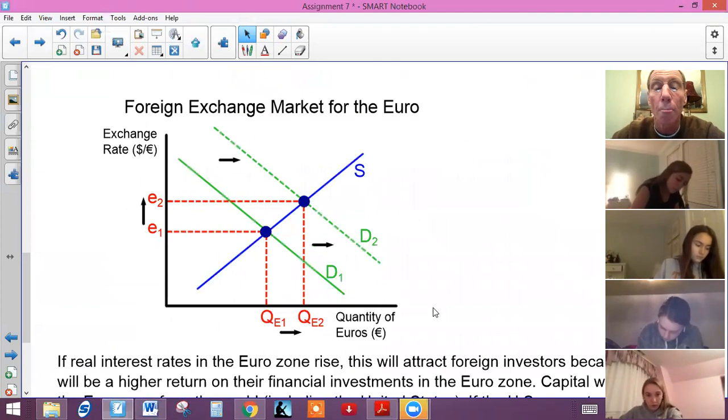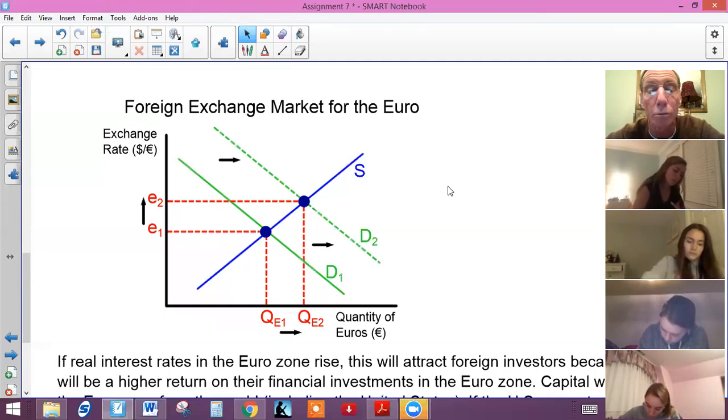So whatever we're looking at, whatever currency we're actually graphing, the quantity of that currency is going to be on the horizontal axis, and that currency is going to be in the denominator in the vertical axis. And since we're comparing dollars to euros, then we put dollars in the numerator. So dollars per euro, okay?